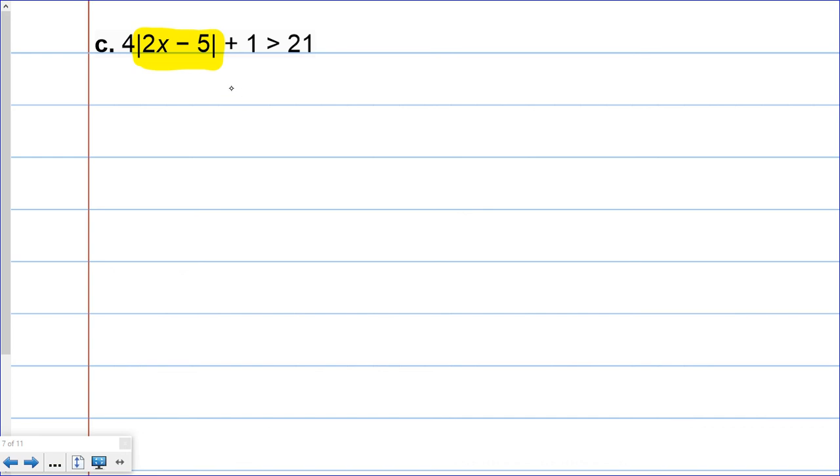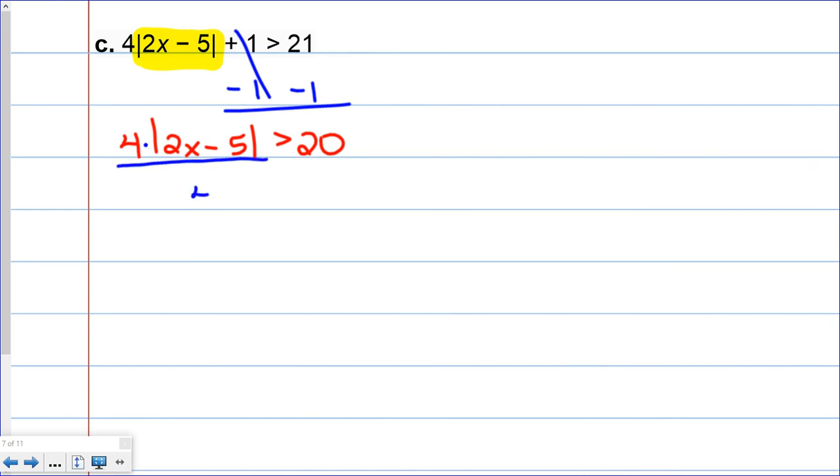So to isolate that, we are going to subtract 1 first. So when solving, you need to add or subtract first. And we're going to get 4 times the absolute value of 2x minus 5, and that is greater than 20. Now that's 4 times the absolute value, so we're going to divide by 4 on both sides. And we come out with the absolute value of 2x minus 5 is greater than 5.